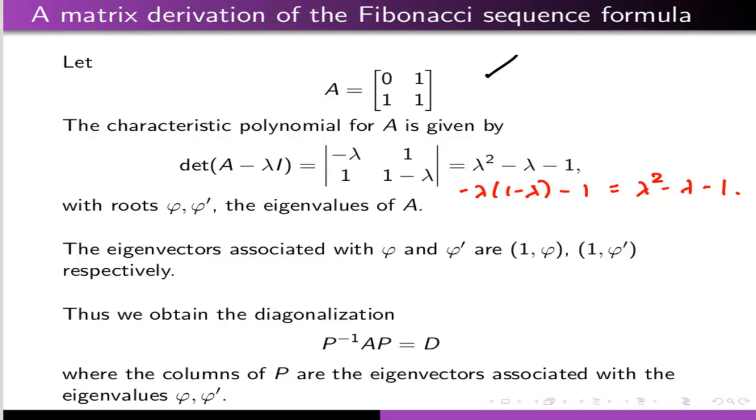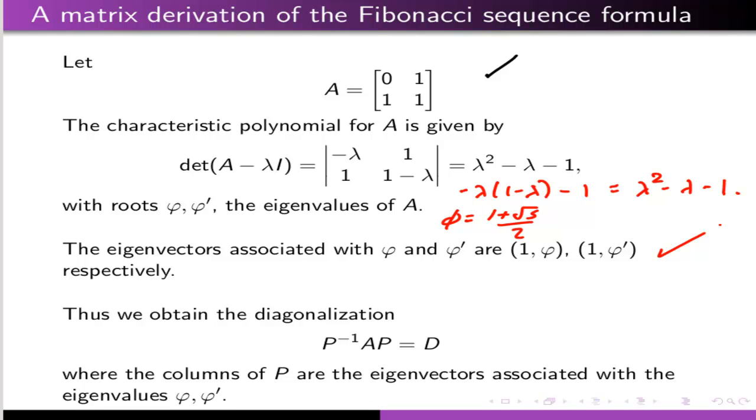And let's give those names phi and phi prime. And this is exactly the same equation we had last time. So phi is the golden ratio, and phi prime is its conjugate: 1 plus root 5 over 2 and 1 minus root 5 over 2. Okay, then we find the eigenvectors associated with these eigenvalues, and those are easily seen to be (1, phi) and (1, phi prime). So I'll let you go ahead and do that calculation.